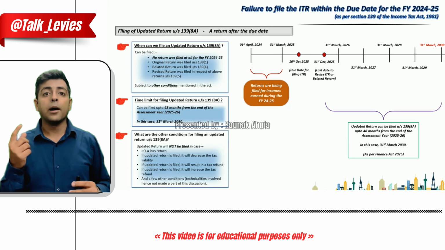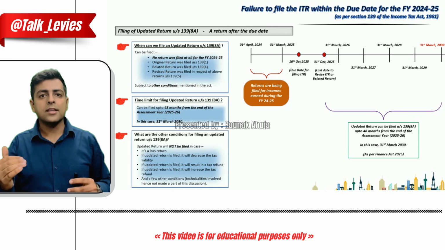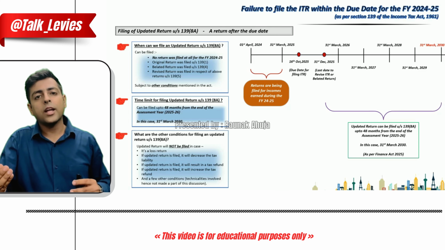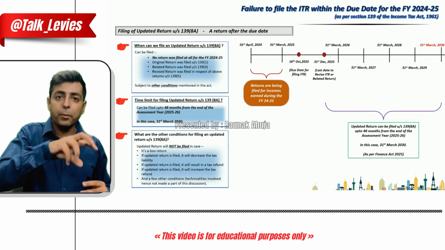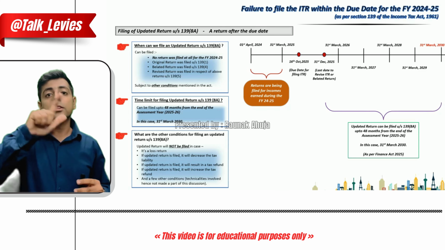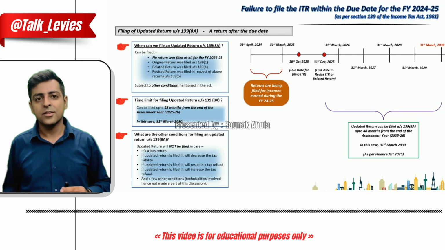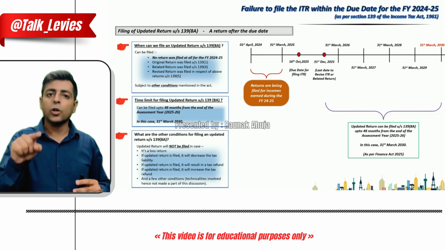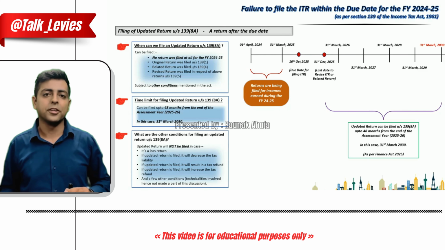Further, if the updated return results in decreasing the tax liability, or it results in increasing your tax refund, or it results from tax payable to tax refund, then in all these three cases also you won't be able to file an updated return. So all the conditions that we just discussed above, along with these conditions, need to be checked before you file an updated return.